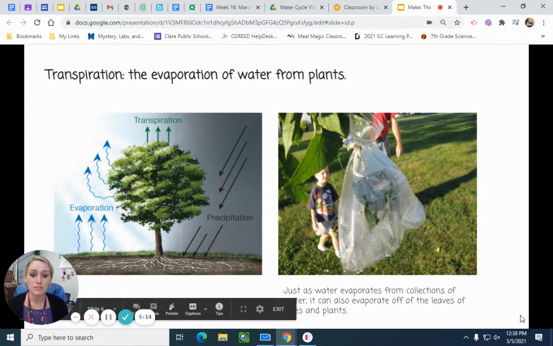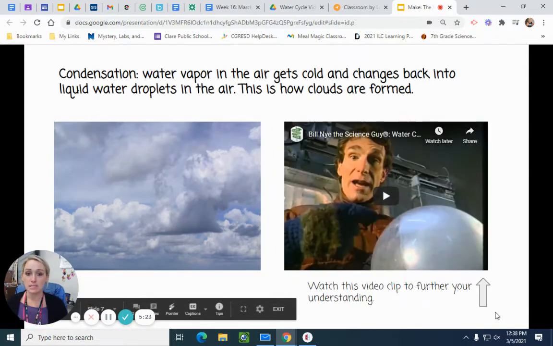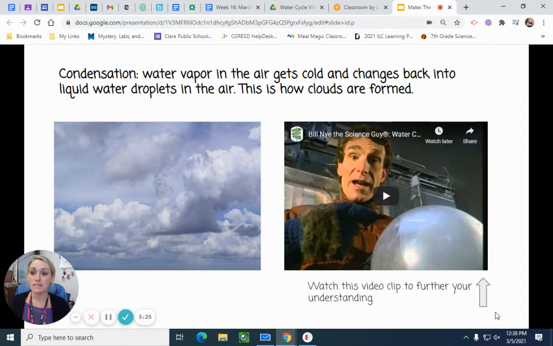And so just as water evaporates from collections of water, it can also evaporate from the leaves of trees and plants. The next place water could be is condensing in a cloud. So water vapor in the air gets cold and changes back into liquid water droplets. And this is how clouds are formed. That warm water vapor rises in the atmosphere, and it's a lot colder the higher you go in the atmosphere. So it cools back down and turns back into liquid water.